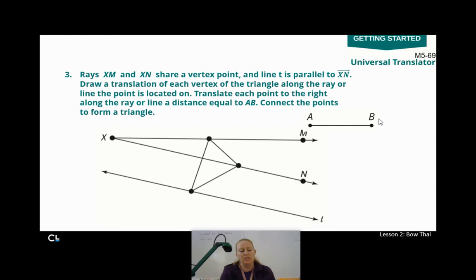All right. One more. I don't think you even need me to show you, but you know, it's all good. Do it one more time. So now I have rays XM and XN. They do share a vertex point. I see that line T is parallel to XN. So, I mean, that's good. But again, just draw the translation of each vertex of the triangle along the ray or line that it's located on. You're going to translate each point to the right along that ray or line, and it's going to be a distance equal to AB. Connect your points to form a triangle. So do it all one more time. Hit pause. Work it out. Hit play when you're ready to check your work.